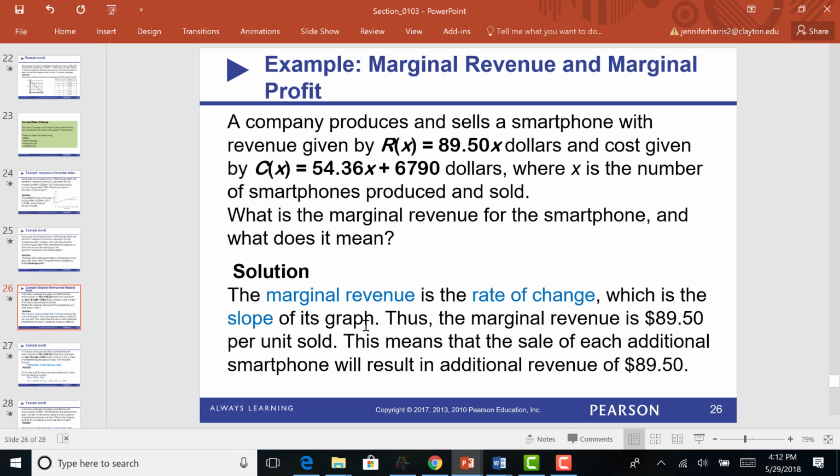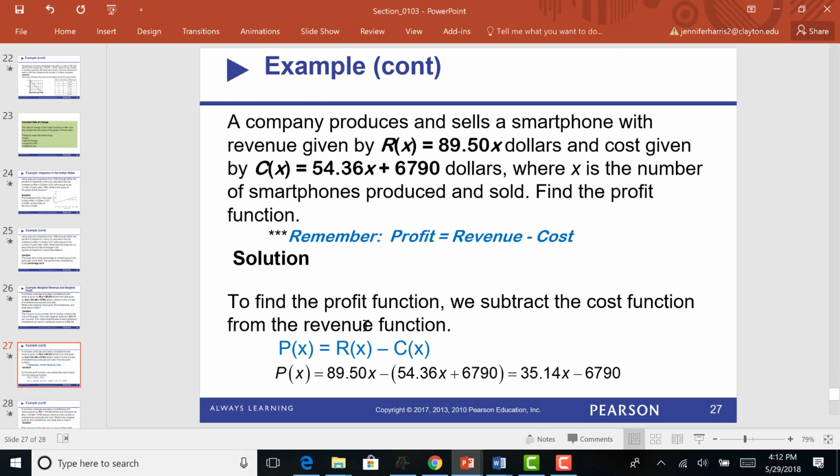Now, rate of change, where it says marginal revenue is the rate of change, is the slope. All three word phrases mean the same thing, guys, right? So it doesn't matter how I ask it, you got to know slope, rate of change, marginal mean the same thing. All right, here we go. Next slide. All righty.